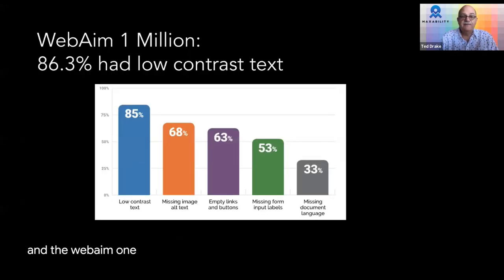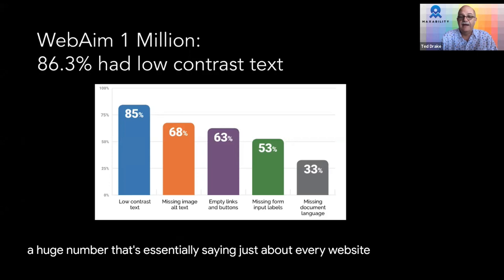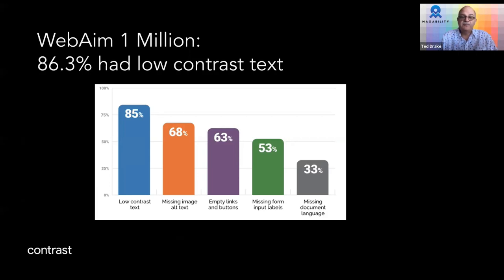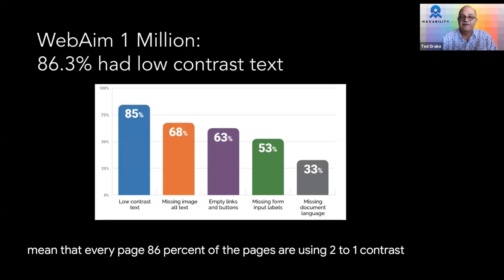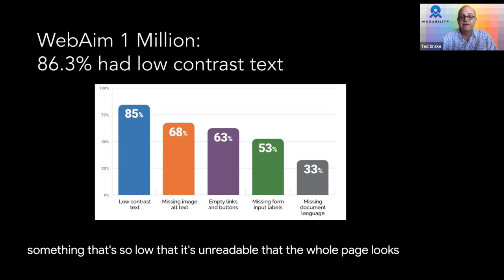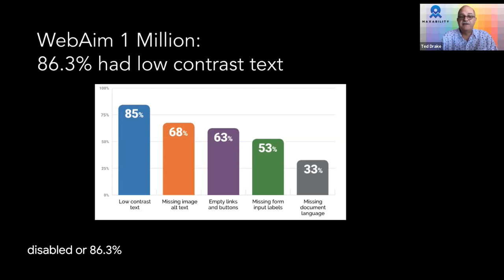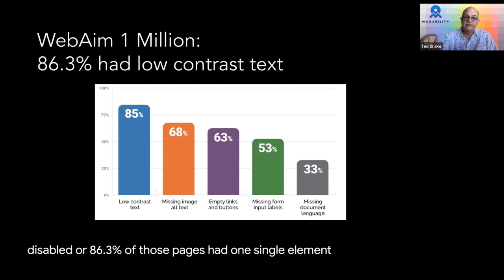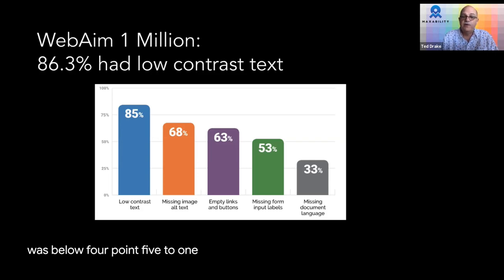In the Webaim 1 million, 86.3% of websites had low contrast text. That's a huge number. That's essentially saying just about every website has low contrast. The problem with this is there's no sense of scale. Does this mean that 86% of the pages are using 2 to 1 contrast, something so low that it's unreadable, that the whole page looks disabled? Or 86.3% of those pages had one single element on it that was below 4.5 to 1? We don't know. And that's part of the problem with automated testing.